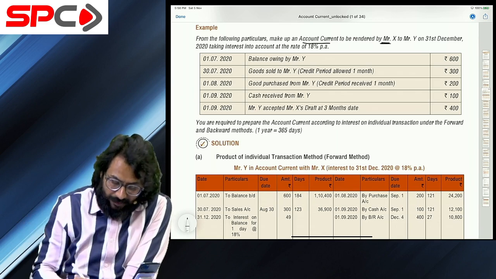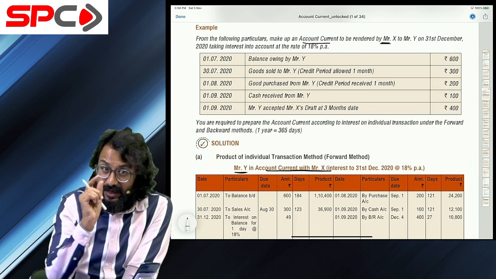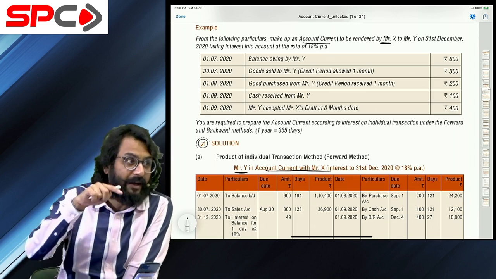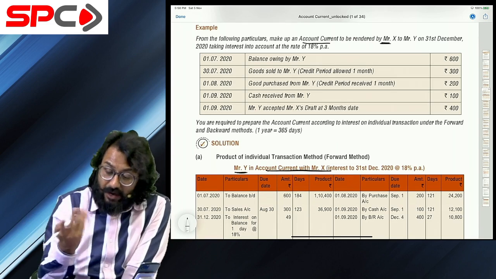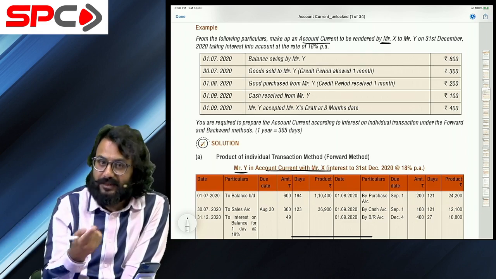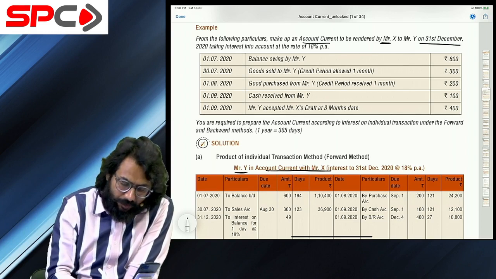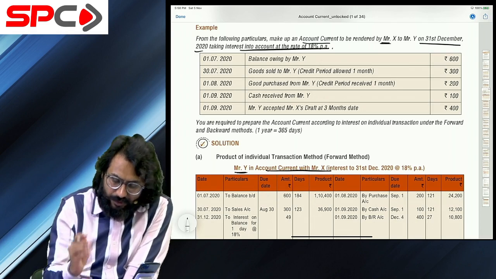So the heading would be Y in account current with X. If you remember, I said the name which appears first, we are making the account of that. So whose account are we making? We are making the account of Y, in the books of X, because X is making it. So whose name comes first? Y's. On 31st December 2020, taking the interest rate at 18%.